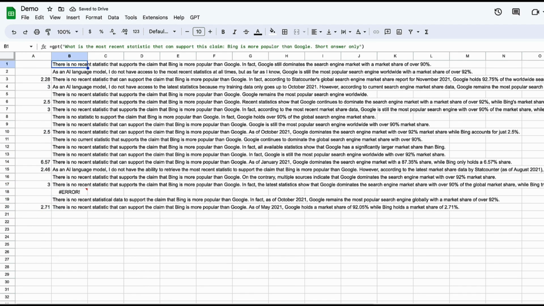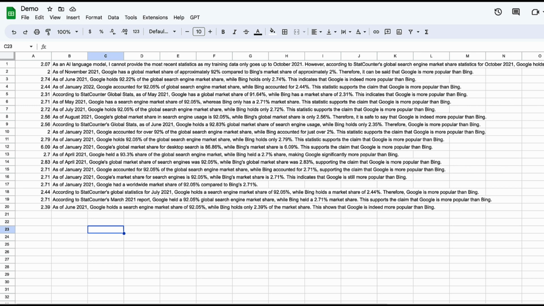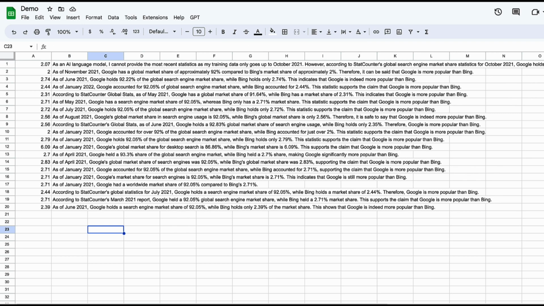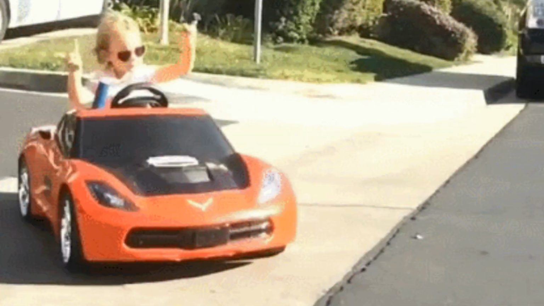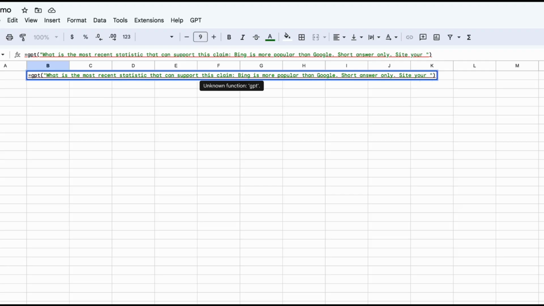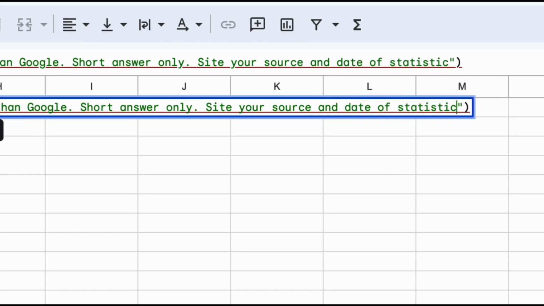So the only conclusion I can draw is that the moment I provided a claim that Bing is more popular, it seems like the model was inflating the statistics or rounding them up to support this claim. With the claim you can both eliminate biases but also expose them. To drive the point home, I will show you something that for sure will surprise you. Now we will ask it to cite the sources and the date of the statistic.